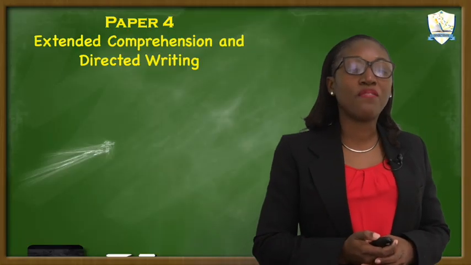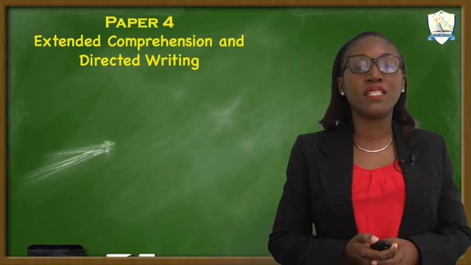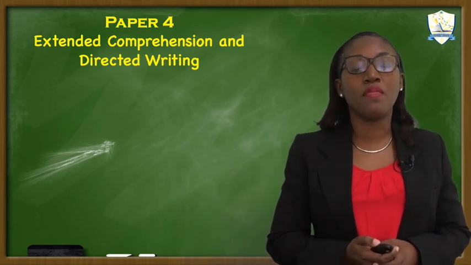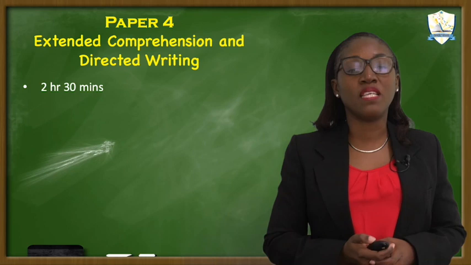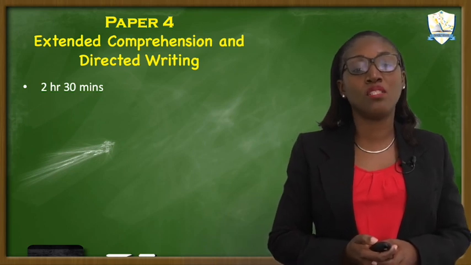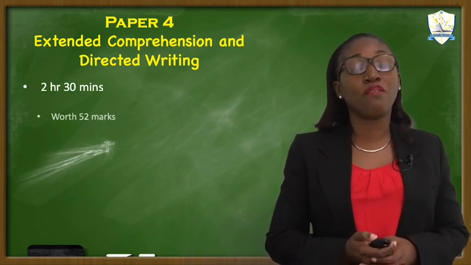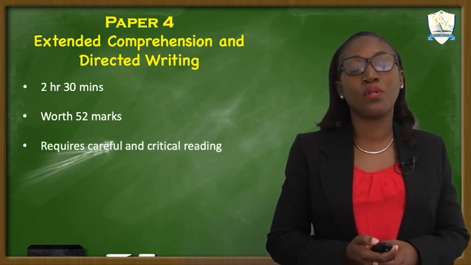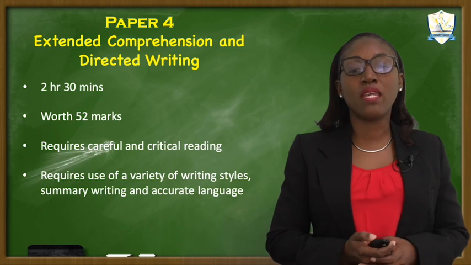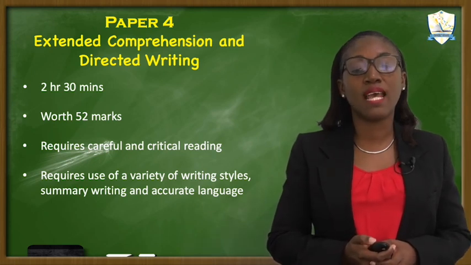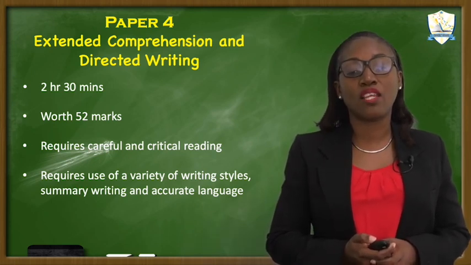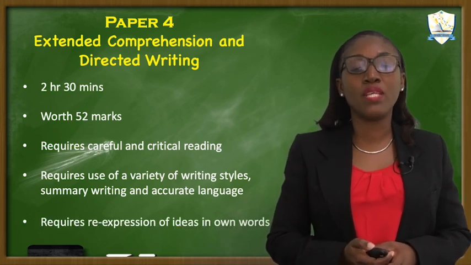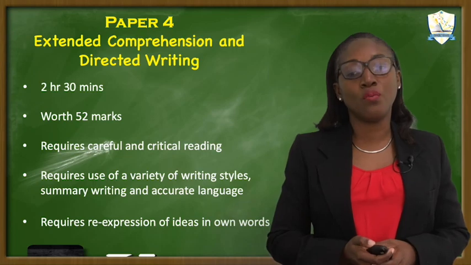Now let us look at our final paper, paper 4, which is the extended comprehension and directed writing paper. This is the paper that you have been given 2 hours and 30 minutes to complete. It is worth 52 marks. It requires also careful and critical reading. You will be required to use a variety of writing styles, summary, and accurate language. Also, it will require you to re-express ideas in your own words.